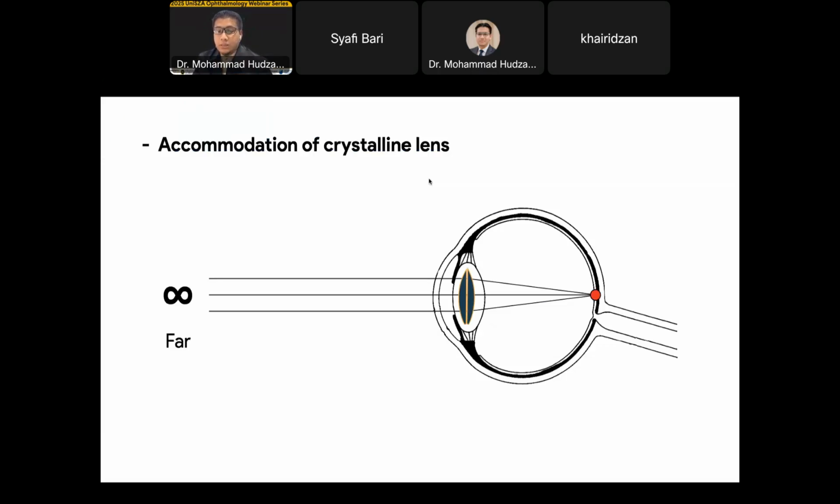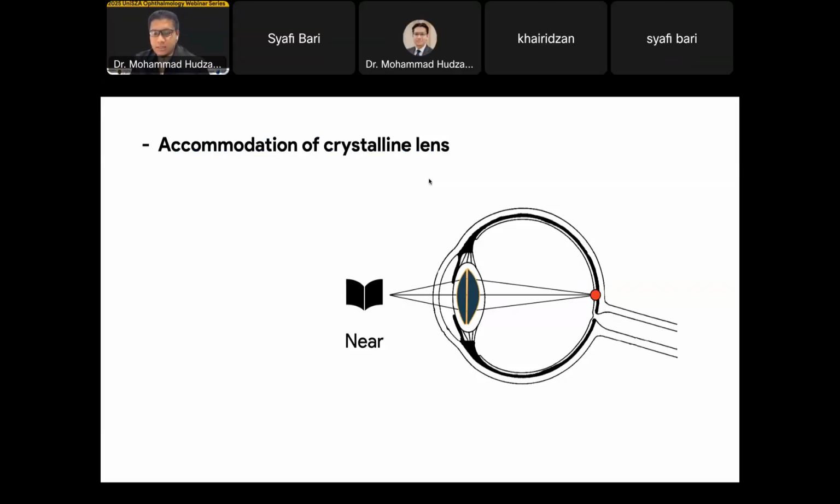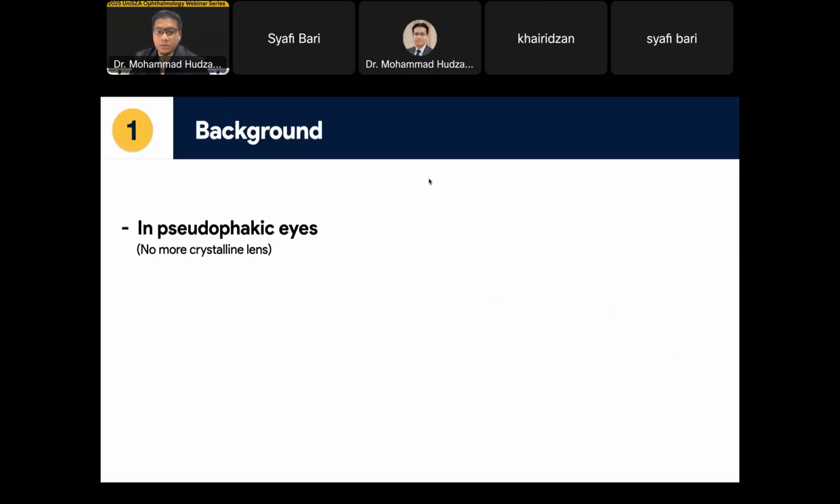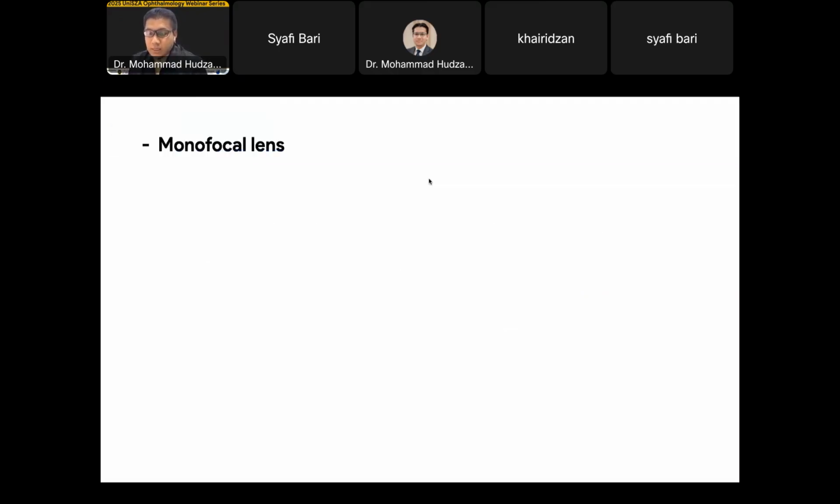In a normal crystalline lens, a faraway object will always fall on the fovea. When the object is at intermediate, the lens becomes a bit thicker and the image stays at the fovea. And when the image is at near, the lens becomes very thick to refract the light so that it stays in focus at the fovea. In pseudophakic eyes, when you have no more crystalline lens and you implant the intraocular lens, there is no more accommodation. Accommodation is lost, so the range of clear vision depends on the focal zone provided by the intraocular lens. Now the range of vision is only provided by the IOLs.